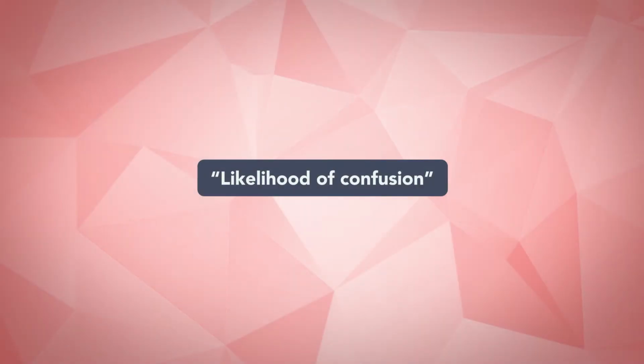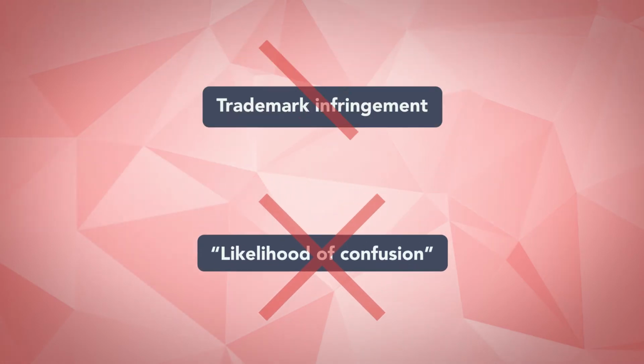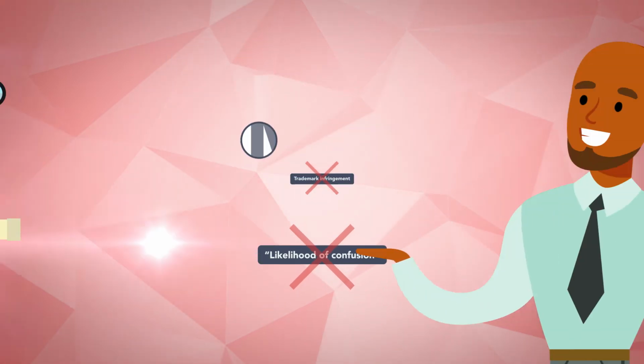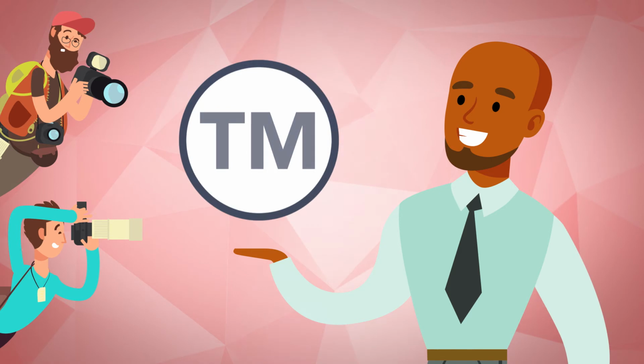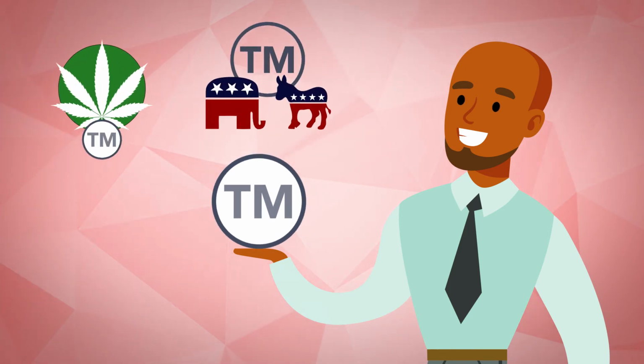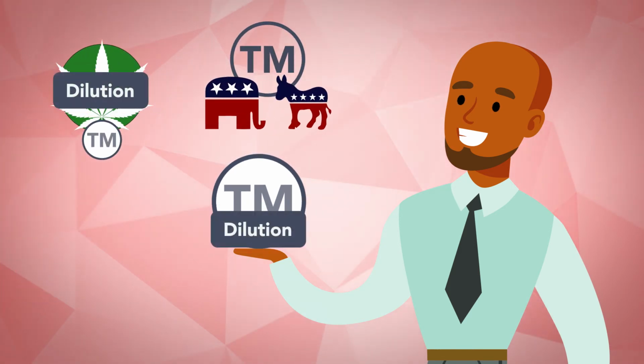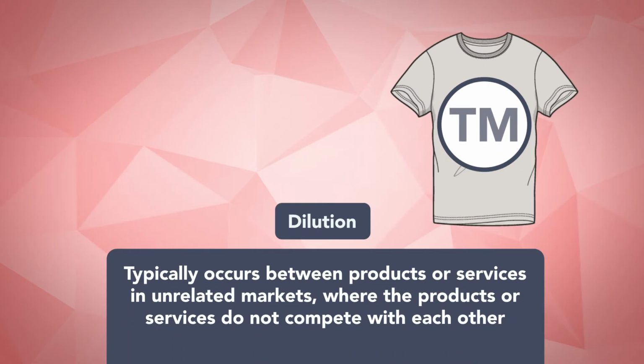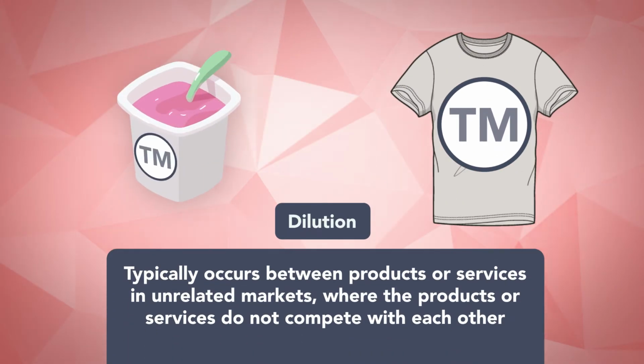Even if there is no likelihood of confusion, and hence no trademark infringement, an owner of a famous, distinctive trademark can obtain an injunction against any use that is likely to cause dilution of the famous mark. Unlike most trademark infringement matters, dilution typically occurs between products or services in unrelated markets, where the products or services do not compete with each other.